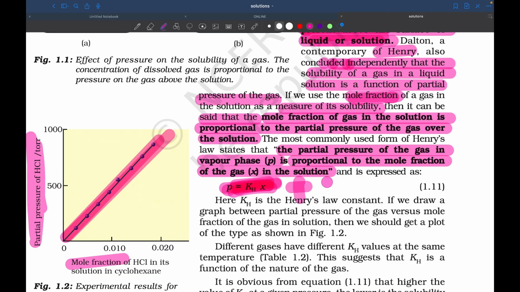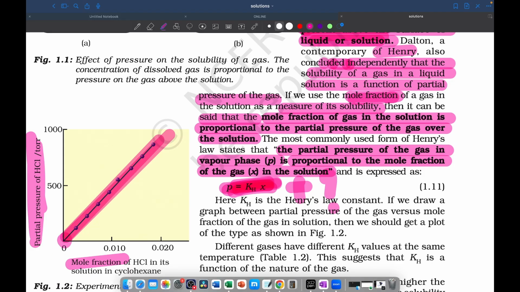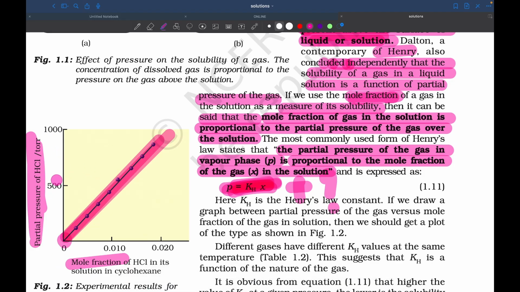In y equals mx plus c, here we don't have the c, so therefore it is a straight line with a positive slope, starting from the origin. This is also important. In a question, sometimes they give x here and y here.